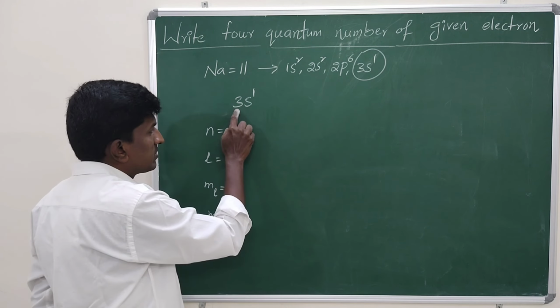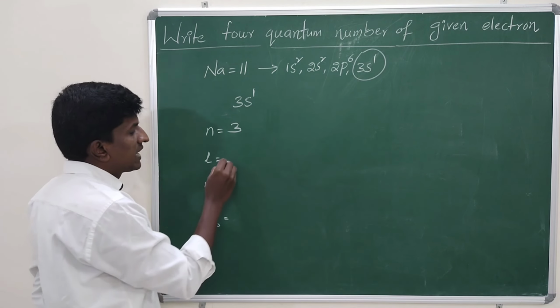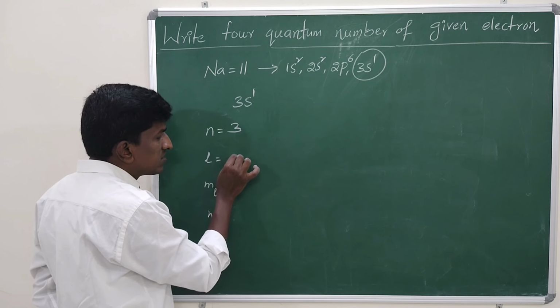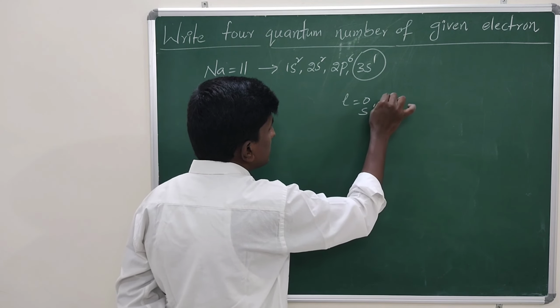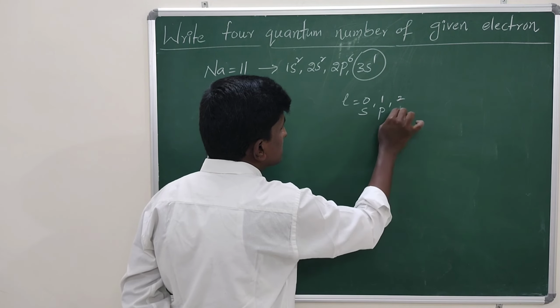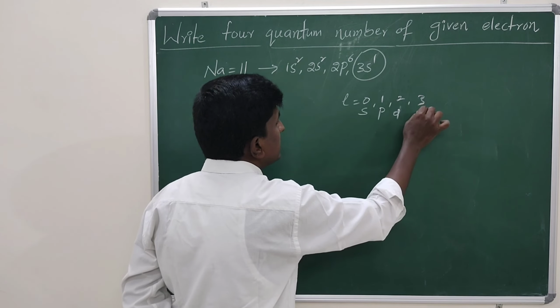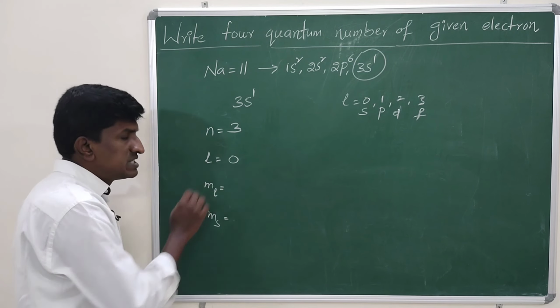So first, the principal quantum number is 3, and the angular momentum quantum number is nothing but s, equal to 0. If l equals 0, then the s subshell, 1 the p subshell, 2 the d subshell, 3 the f subshell, and so on. So here the l value is 0.